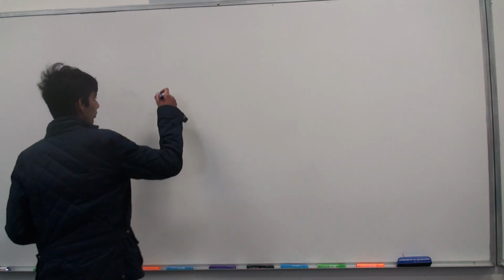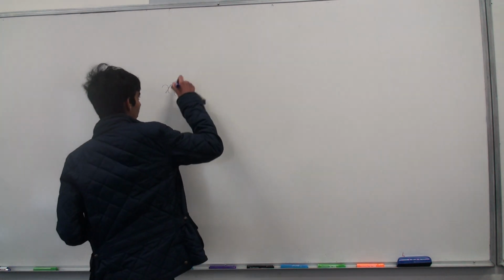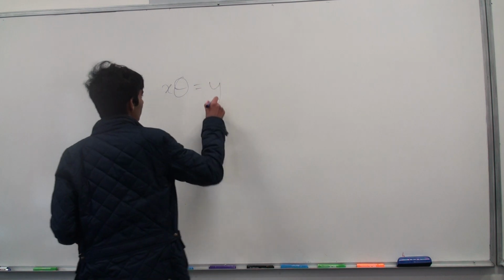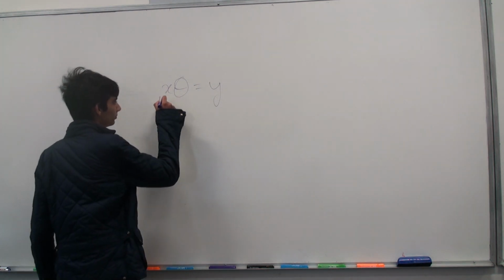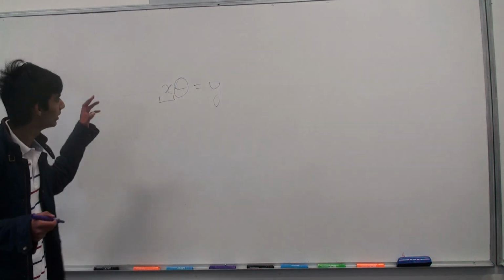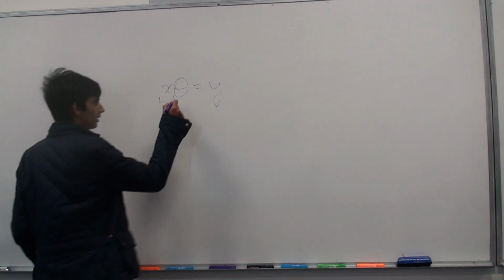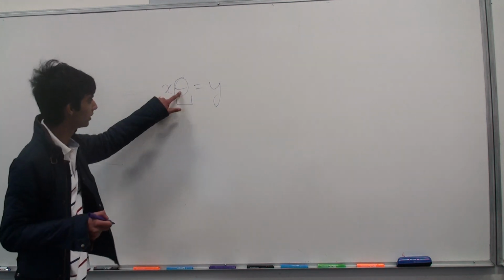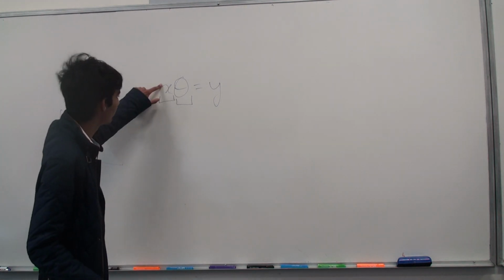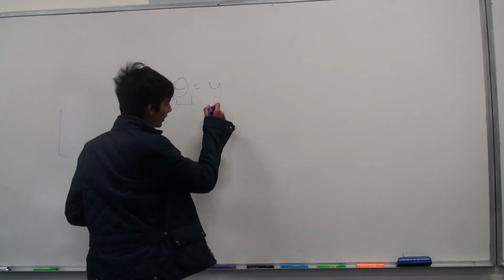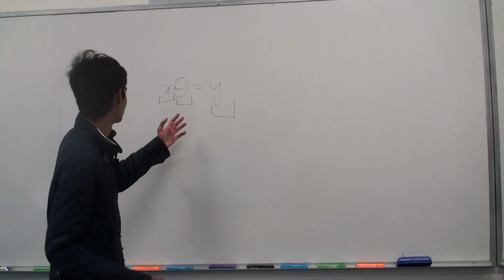So we have essentially X theta equals y. So that's our main form. X is our matrix of independent variables. Theta is our weights, the matrix of the coefficients of our independent variables, and y is our dependent variable. So what we're trying to predict.